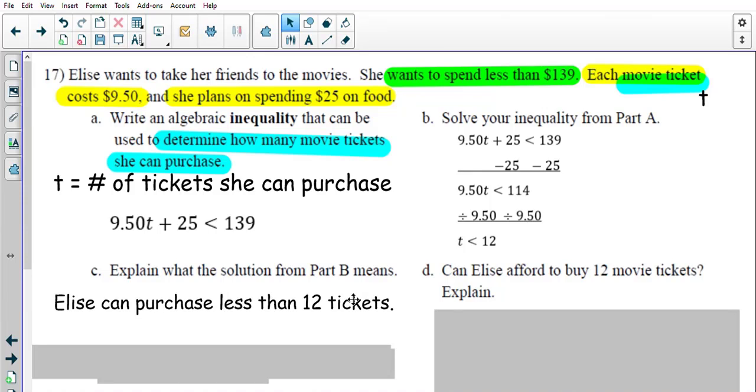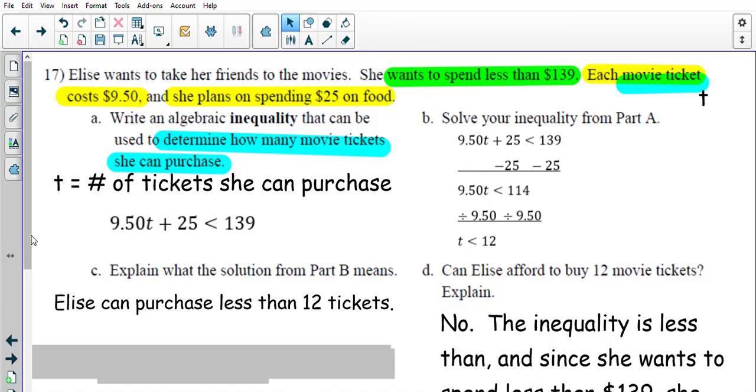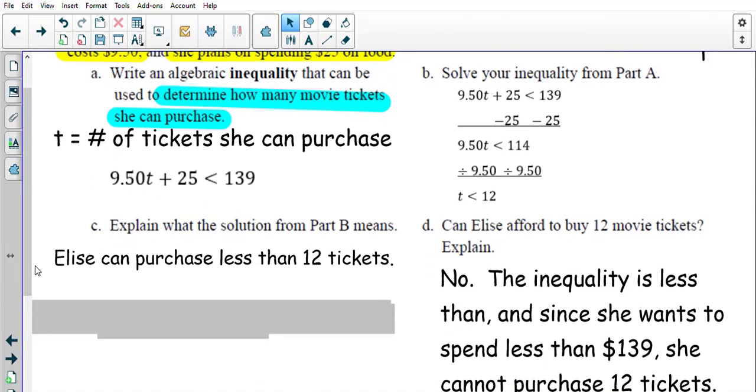So finally in part D, and again, don't be afraid to pause the video if you fell a little bit behind with that work. I'm going through it pretty quickly, but you can pause it at any time. Can Elise afford to buy 12 movie tickets? Well, in this case, no, because the inequality is less than. That means that she can only purchase less than 12 tickets, which is not equal to 12 tickets.